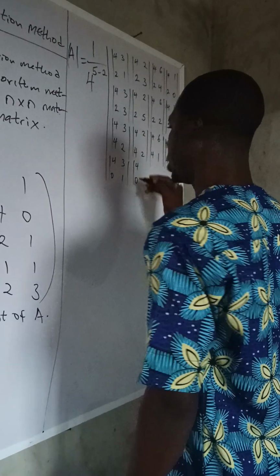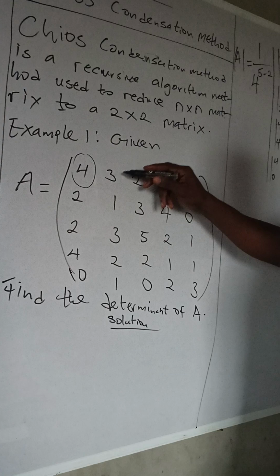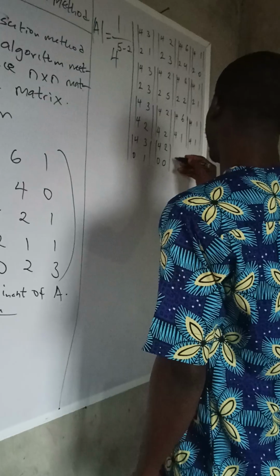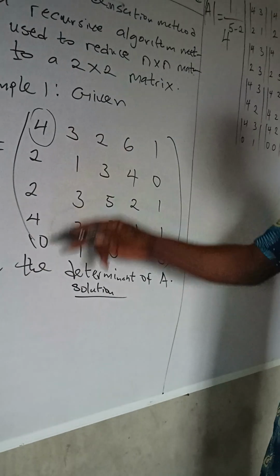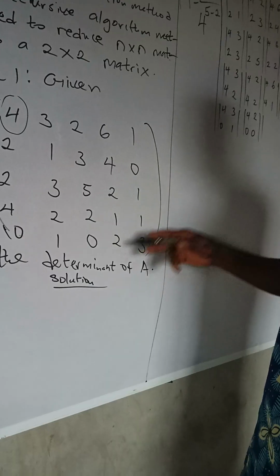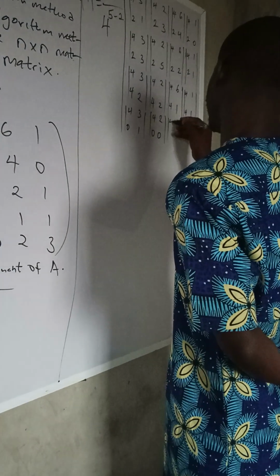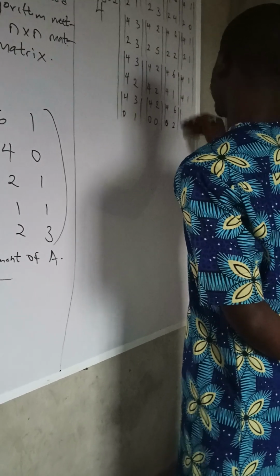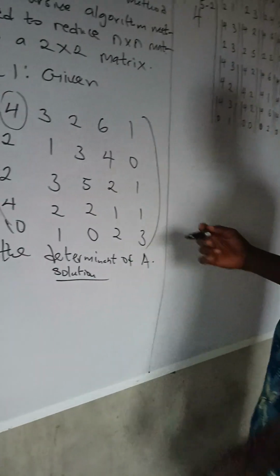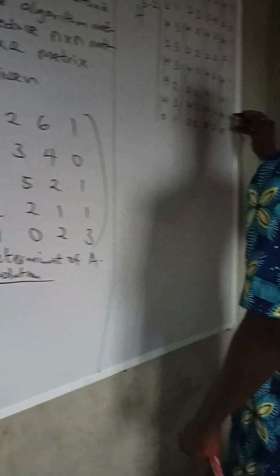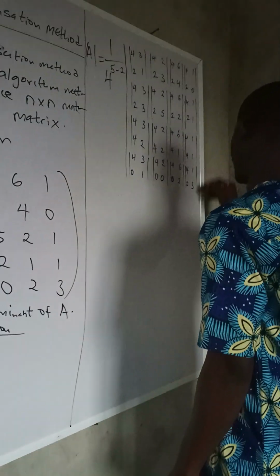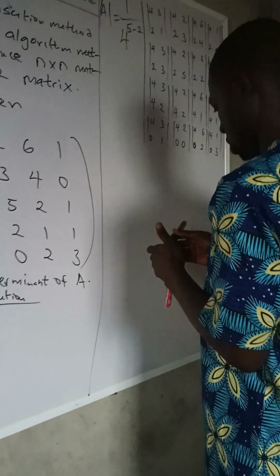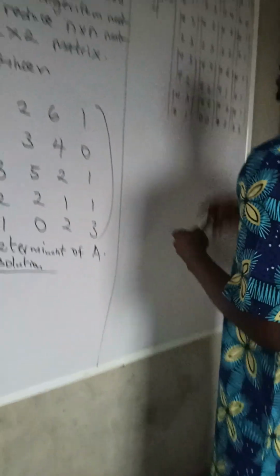Then we have 4, 0, 4, 0, 2, 0. 2, 0. Then we have 4, 0, 6, 2. 4, 0, 6, 2. We still have our 4, 0. And then 4, 0, 1, 3. 1, 3. All right. Let's do the 2 by 2 determinant for each and every 2 by 2 matrix we have here.